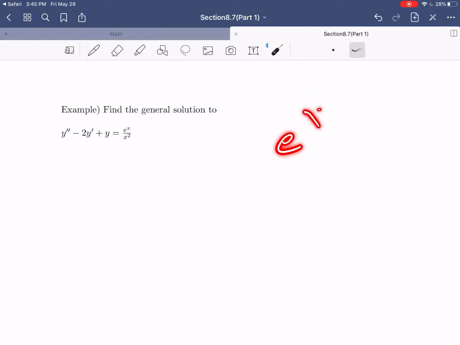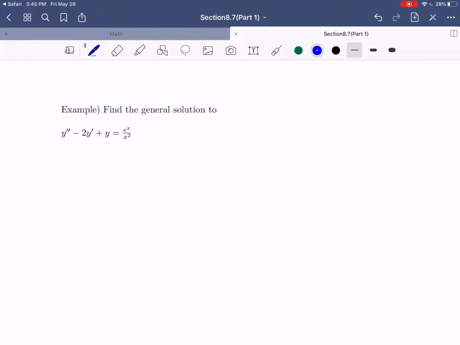We know that to annihilate e to the x, you would just use d minus 1, but unfortunately that x to the minus 2, there's no way that we can get factors of x to the minus 2 attached to e to the x. If it was x squared e to the x, we know we would just use d minus 1 three times. But the negative exponent really sort of gums up the annihilator approach. So let's use our variation of parameters.